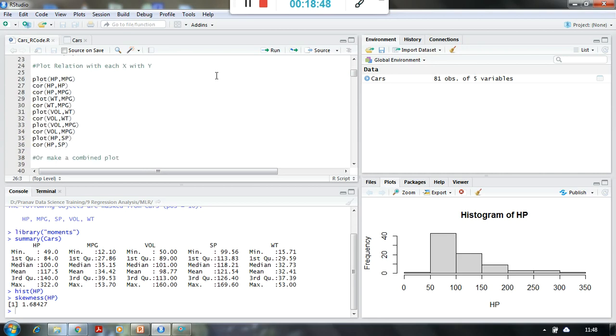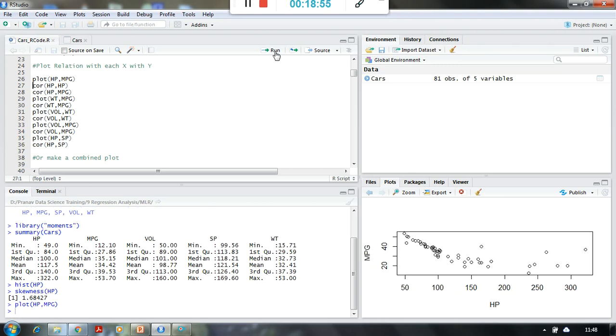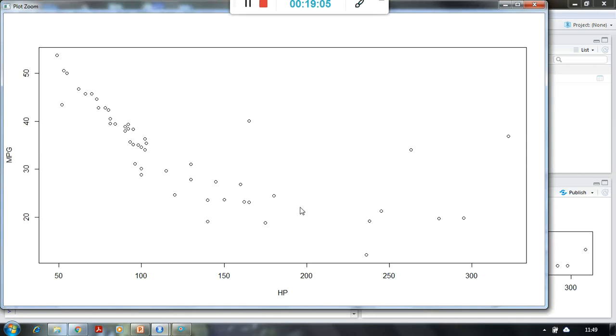Something like checking the correlation between each of the variables, by looking at the plot and all. So if I plot HP and MPG, for example, HP is on my x-axis and MPG is on the y-axis. This is what the distribution looks like. You can see over here it's going down, which means as my x increases, my y decreases, which means there is a negative correlationship between HP and MPG.